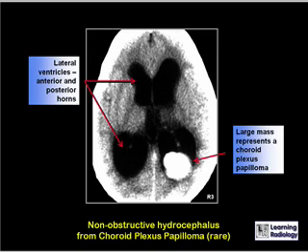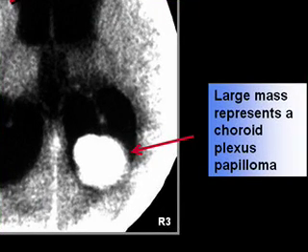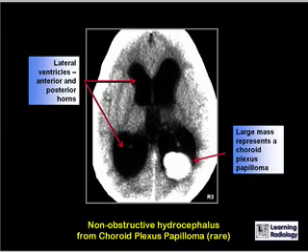This is non-obstructive hydrocephalus being produced by a choroid plexus papilloma. This is rare, and the large mass to which this red arrow is pointing represents the choroid plexus papilloma. The ventricles are markedly dilated, both the anterior and the posterior occipital horns.